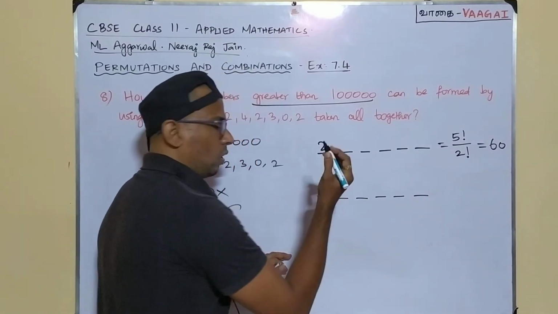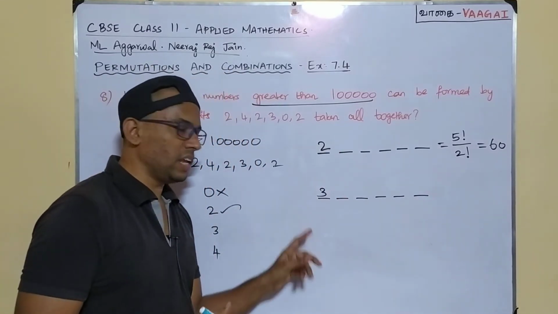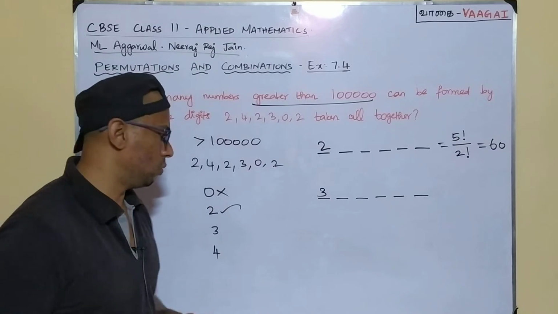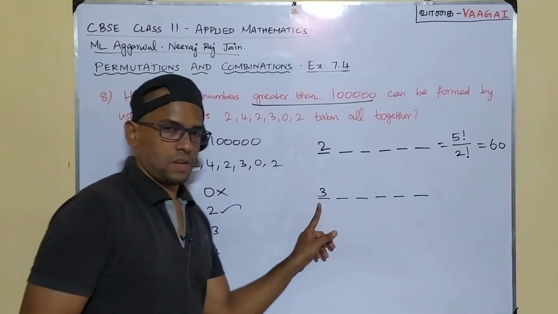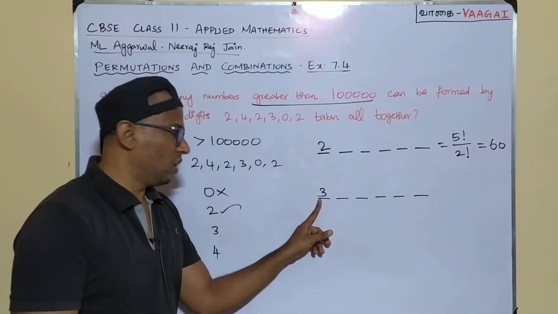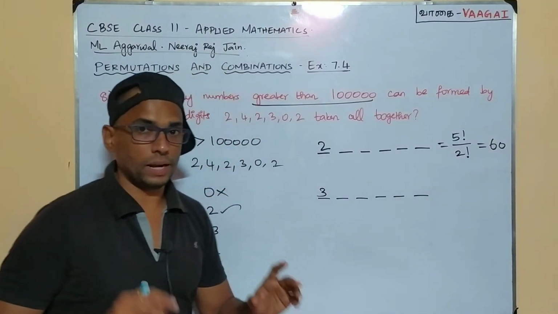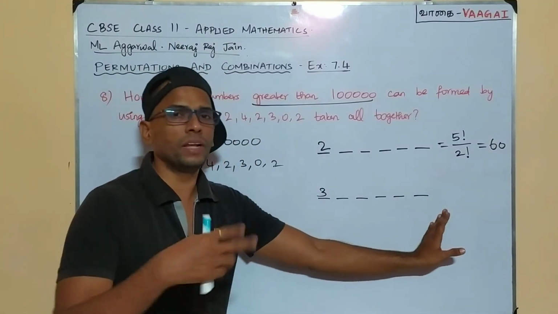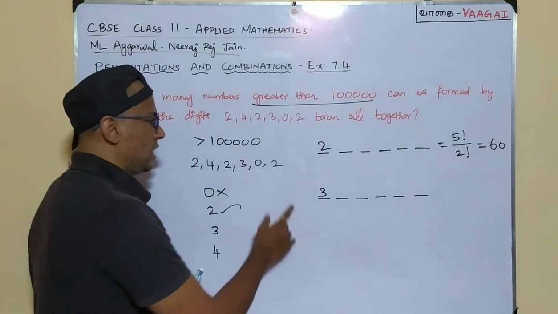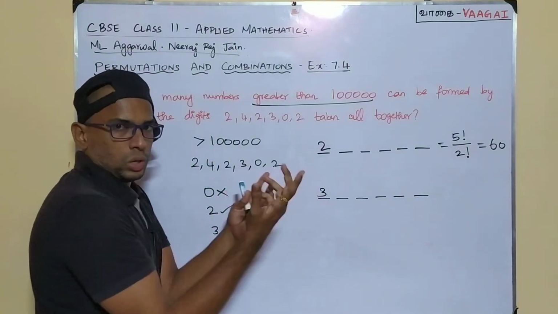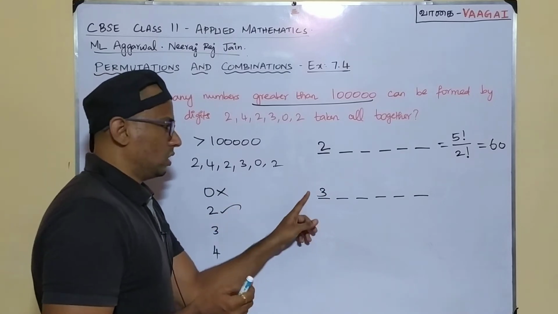Now starting with 3, how many numbers can we form? That we will think now, okay? The first digit is going to be 3. So I am going to fill this first digit with 3 and the other 5 digits are left over. Carefully think about what the other 5 remaining digits are. There's only 1 3 in our list, so this 3 is filled here.